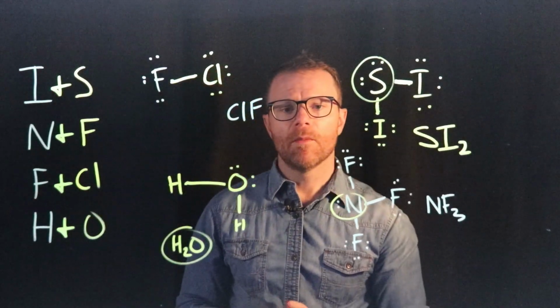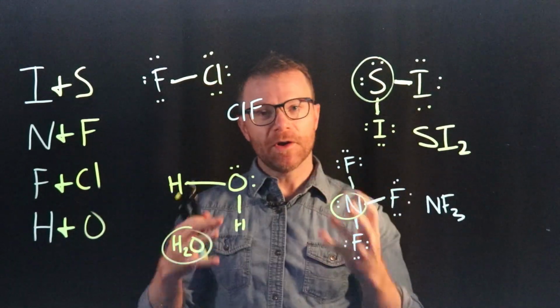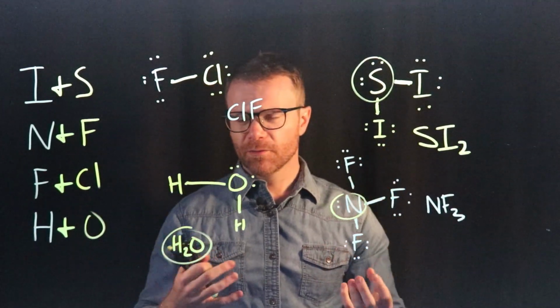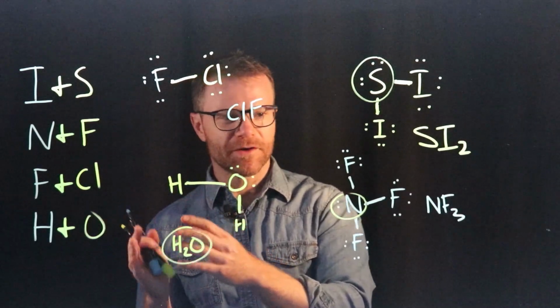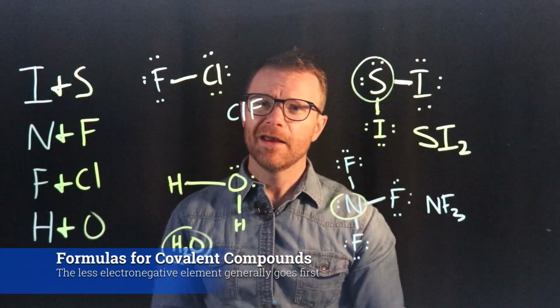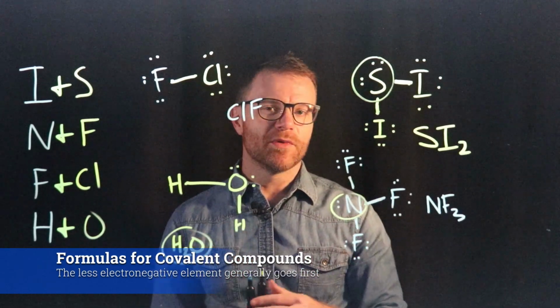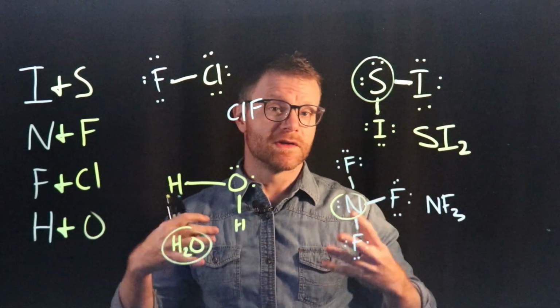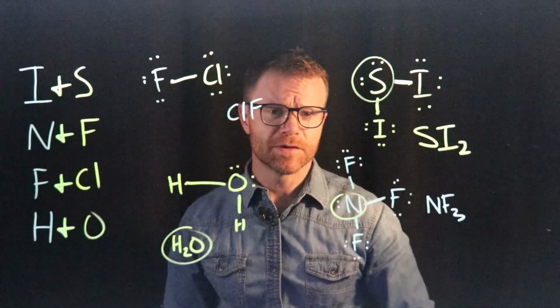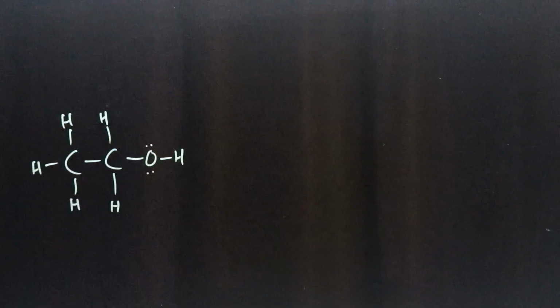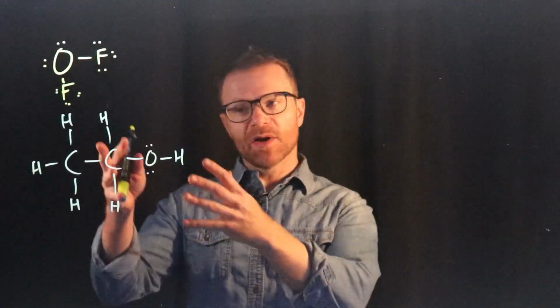Okay. Now, all of these examples followed the rules that I told you earlier. We put the less electronegative thing first and then the more electronegative thing after that. That's not always going to be the case. There are actually quite a few examples where that rule isn't followed. So let's take a look at some of those. Okay, here's a couple more examples.